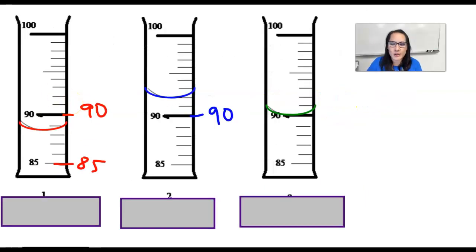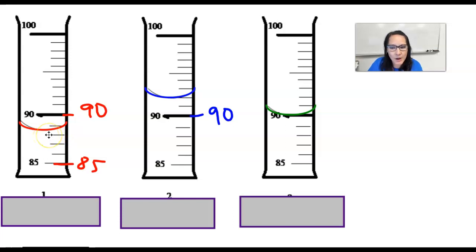So let's read a few more graduated cylinders. So here is the bottom of the dip or the meniscus. So this goes 85, 86, 87, 88, 89, 90. So that means that this right here is going to be 88.